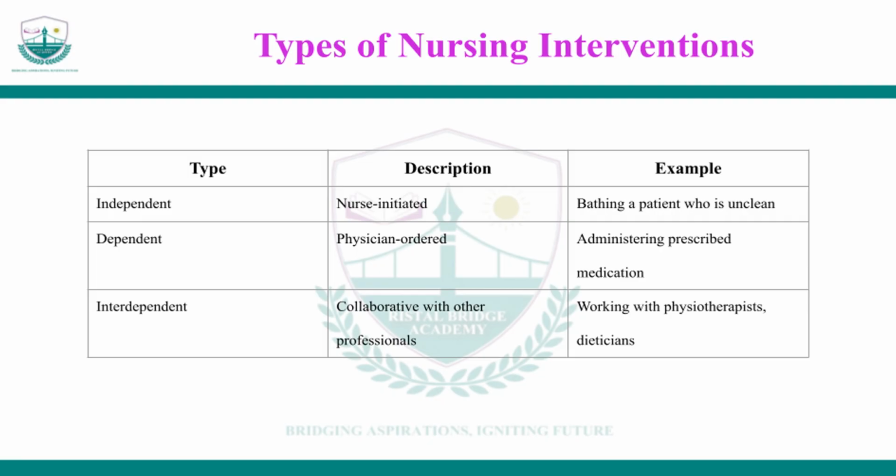In nursing intervention categories, we have independent, dependent, and interdependent. So the independent ones are the ones that the nurse can think of and intervene on her own. Like for instance, you have checked the patient, the patient is unclean, so you decide to bathe the patient. That is independent.